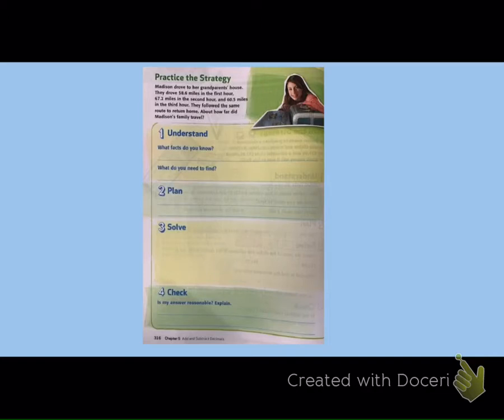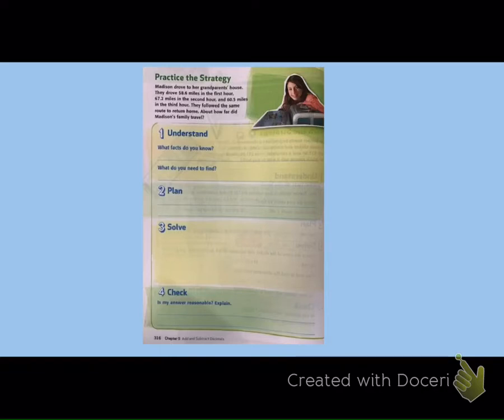Madison, my niece, drove to her grandparents' house. They drove 58 6/10 miles in the first hour, 67 2/10 miles in the second hour, 60.5 miles in the third hour. They followed the same route to return home. About how far did Madison's family travel?